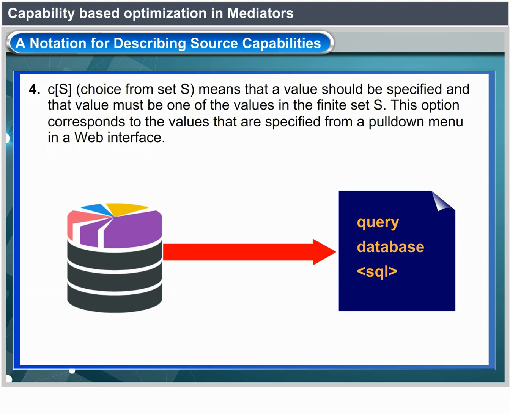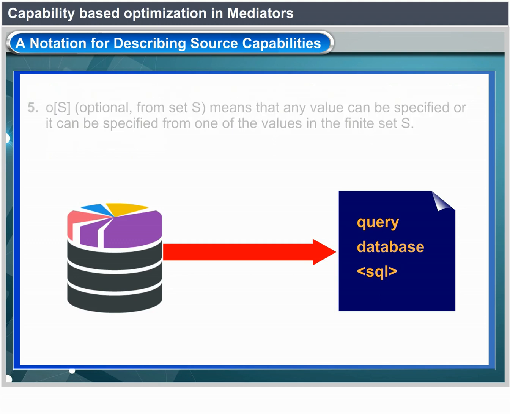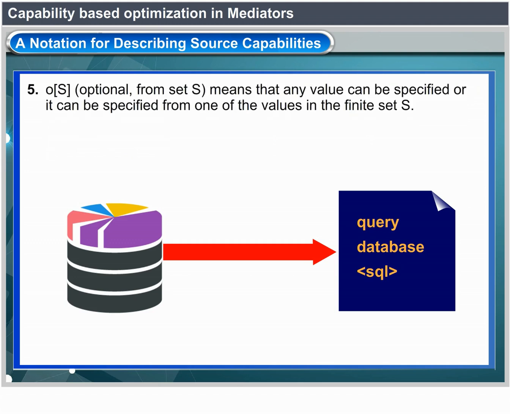Number 4. C of S, choice from set S, means that a value must be specified and that value must be one of the values in the finite set S. This option corresponds, for instance, to values that are specified from a pull-down menu in a web interface. Number 5. O of S, optional from set S, means that we either do not specify a value or we specify one of the values in the finite set S.